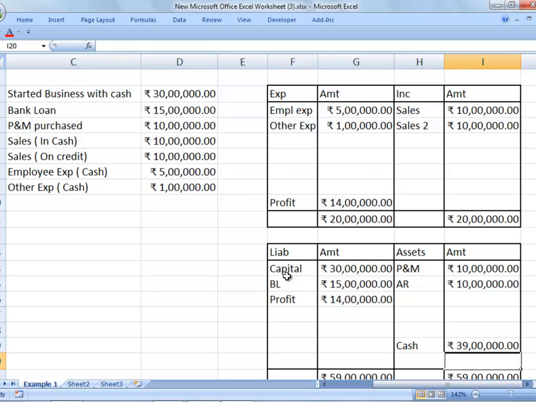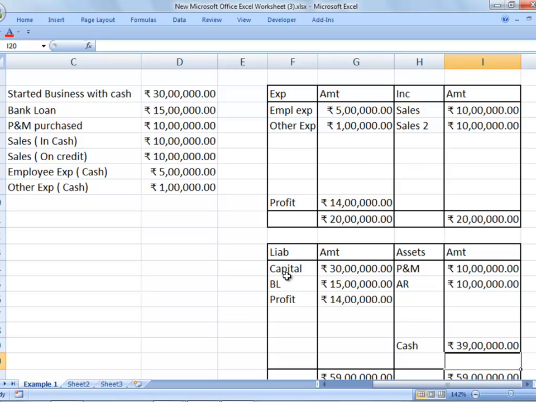But what we know is that total of liability side and total of asset side is going to be same. So we try to guess what would be the liability side. So what do I have on liability? I will have capital, I will have bank loan, and of course I will have profit. So these two total is 45.